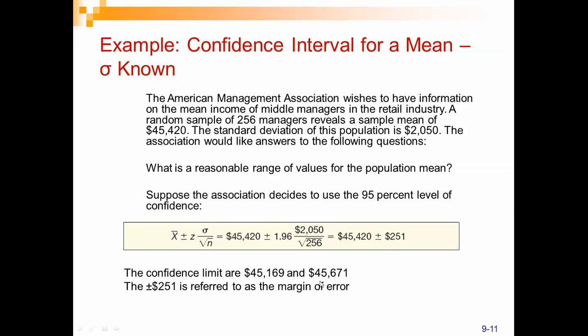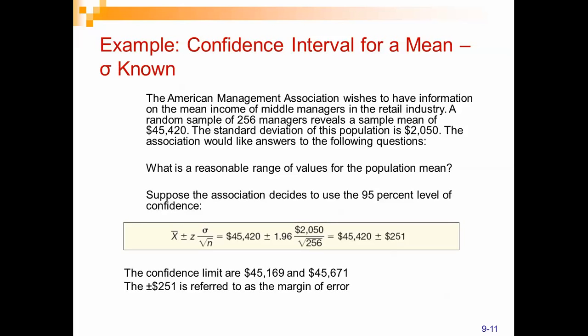So the confidence limits are 45,169 and 45,671, and that's determined by taking the point estimate, subtracting 251 from it, which gives us our lower limit, and taking our point estimate and adding the 251 to it, which gives us our upper limit. And again, this formula is considered the margin of error, everything minus the x bar. So the z times the standard error, or z times the population standard deviation divided by the square root of n, is our margin of error.